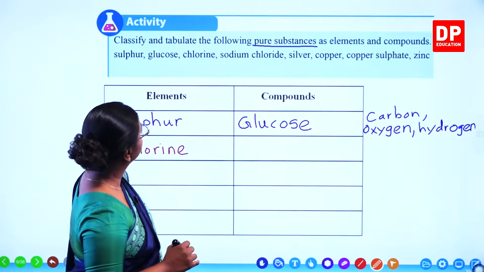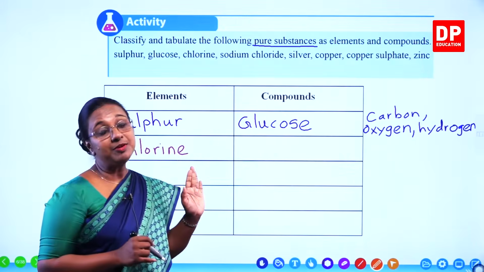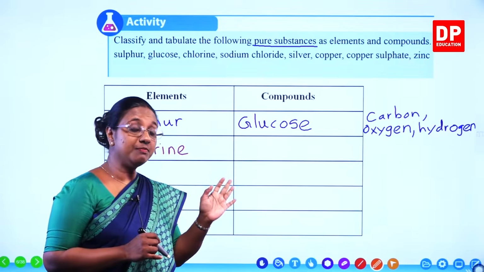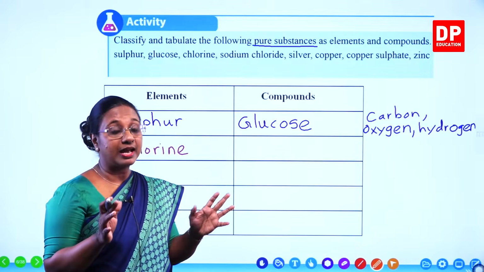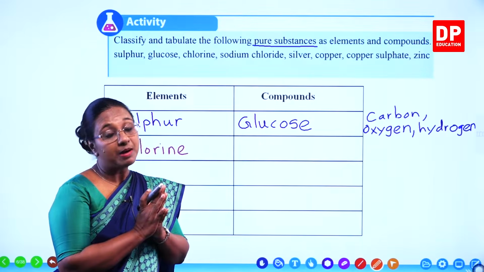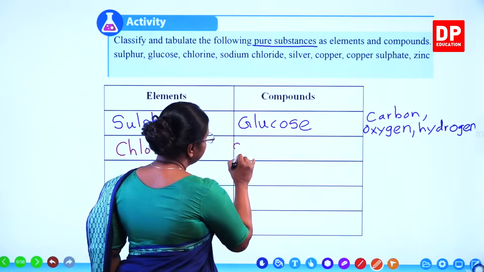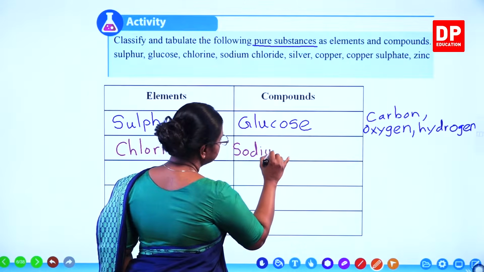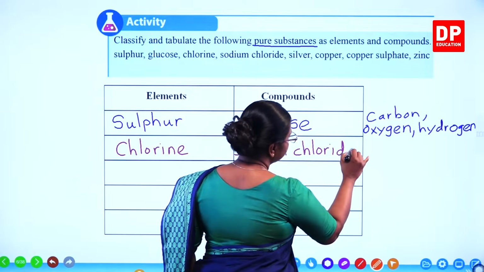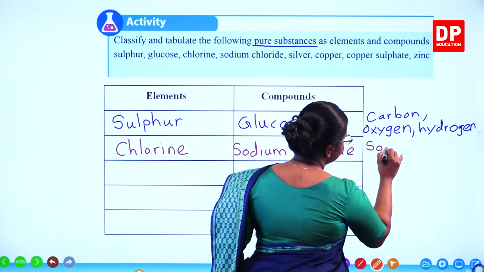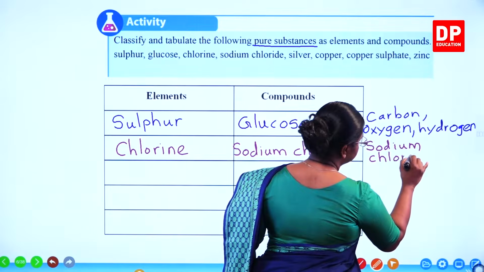Then what do we have? We have sodium chloride. So, from the name you can identify. It says sodium and chloride. So, that means there is sodium and chloride bound together. Chlorine bound together with sodium. So, that is a compound. Sodium and chlorine give rise to sodium chloride. So, here the constituents are sodium and chlorine.